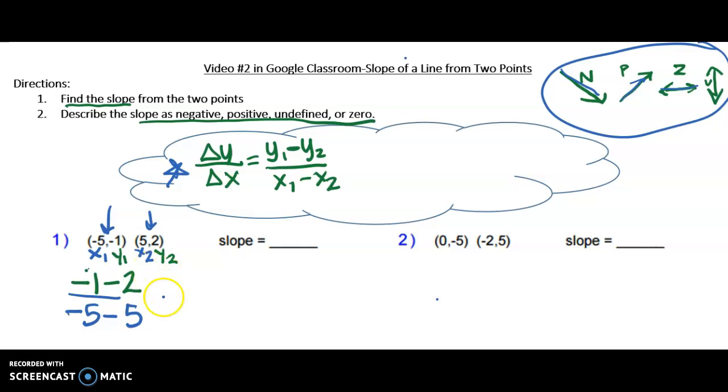Once I've done this, it's just about using my integer operations. So -1 minus 2, -1 is getting more negative, so it becomes -3. -5 minus 5, it's becoming more negative, so it becomes -10. And because I have a negative over a negative, I'm going to simplify this and say that my slope was 3/10. And that's it.